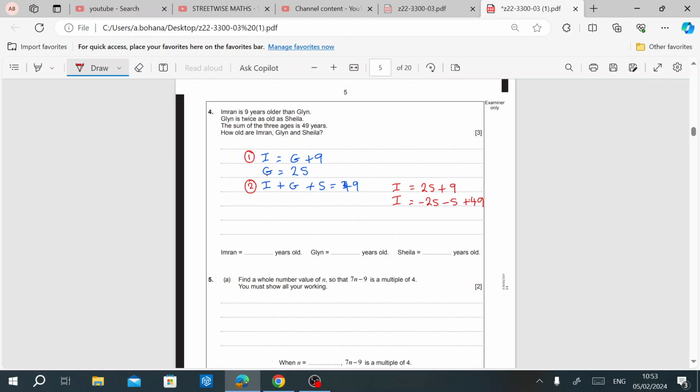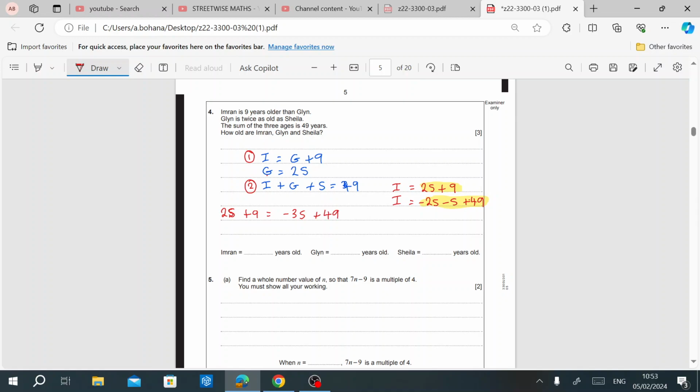Now, I is equal to that, and I is equal to that. So that I is equal to that, and I is equal to this. So now I'm going to bring these two and make them equal to each other and just solve it. So that's 2S plus 9 is equal to minus 2S minus S, minus 3S plus 49.